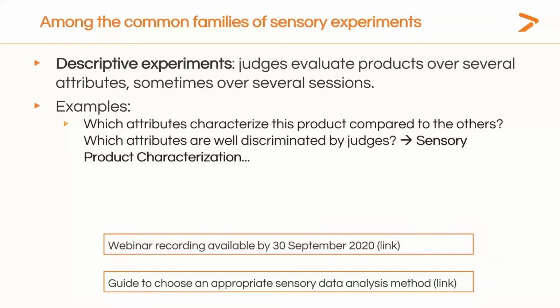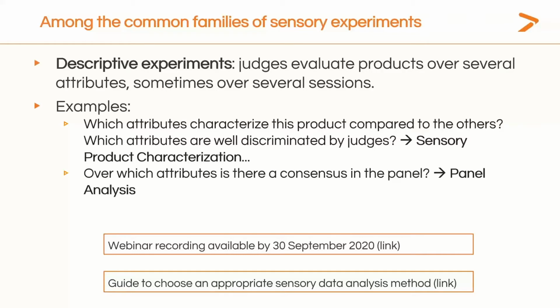So examples, here are some questions we can answer. Which attributes characterize this product compared to the others? Which attributes are well discriminated by judges? In this case, you can use sensory product characterization to answer this kind of questions. Otherwise, there are other questions which can be answered, such as how to measure the quality of a panel. So we've seen last time the sensory product characterization as well.